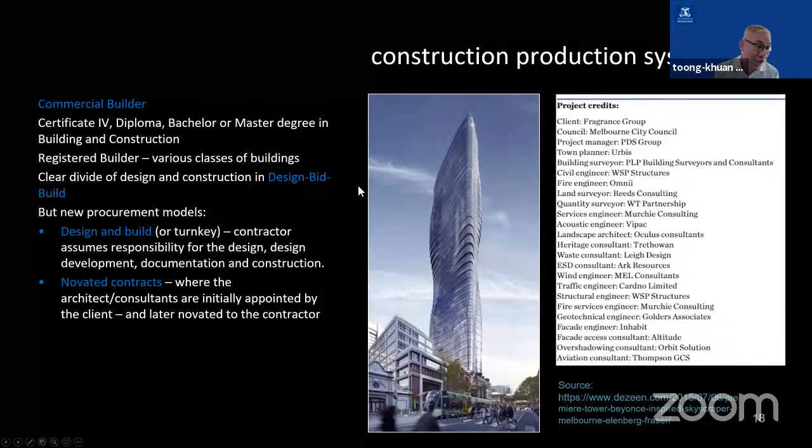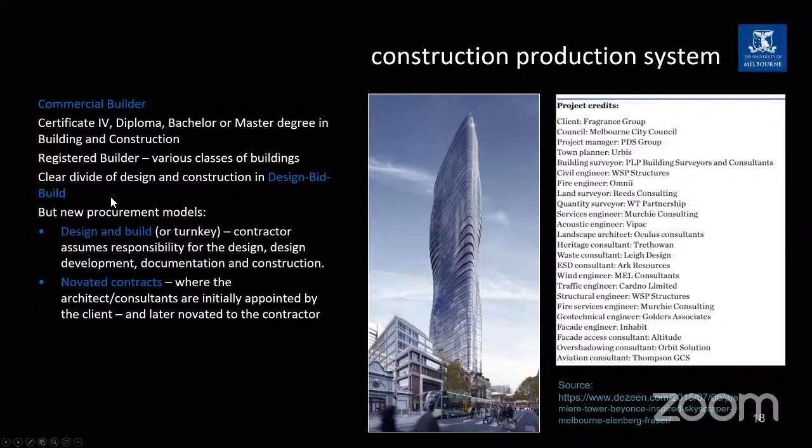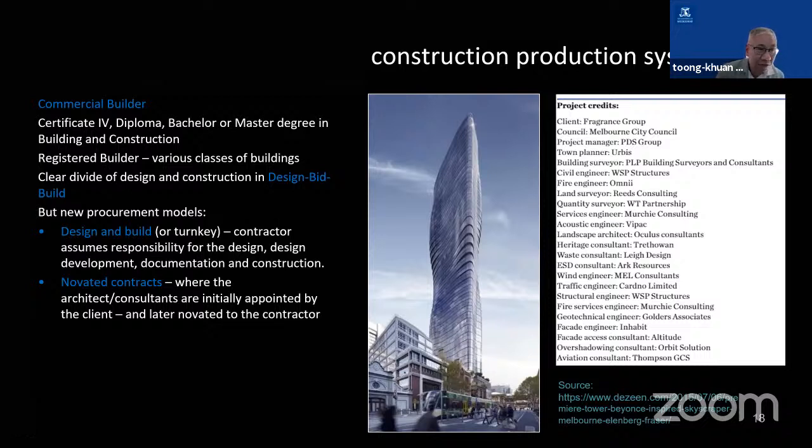So in the traditional procurement process, the architects will finish the design together with the engineers, produce all the drawings, and send those drawings out for tender, which is what we call the bid process. At the end of the bidding process, you choose a contractor, award the building contract, and then the contractor will start construction.